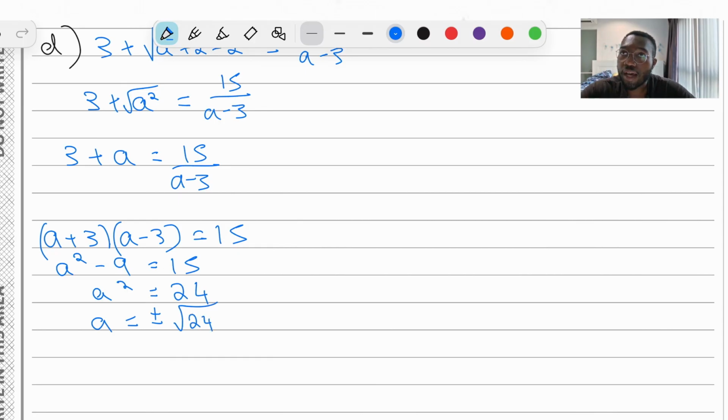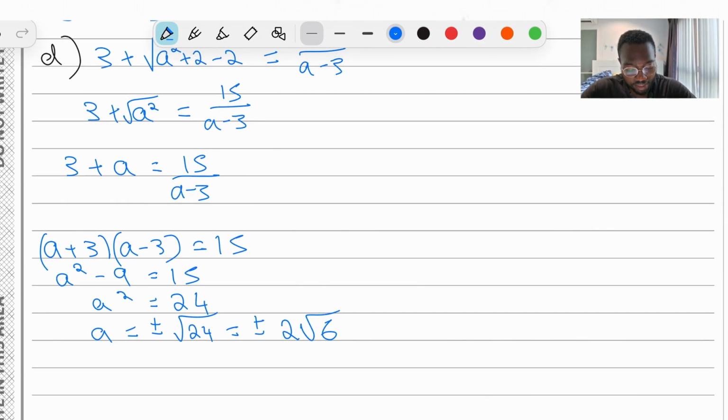Now, does 24 have any square number factor? Yes, it does. It has 4, okay? So 4 and 6. So we get a equals plus or minus 2 root 6. And then in this question, we got a is equal to plus or minus 2 root 6.